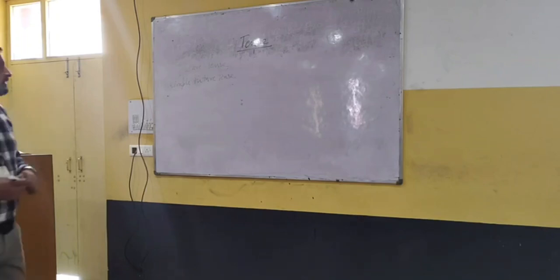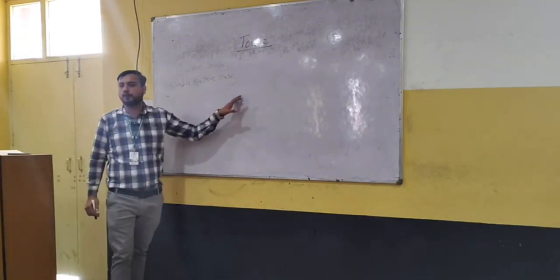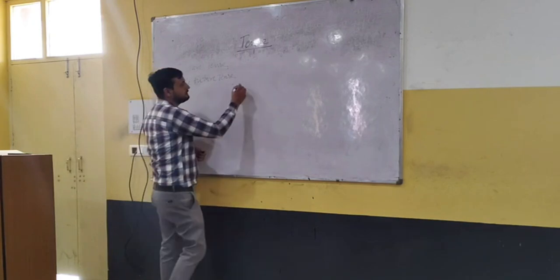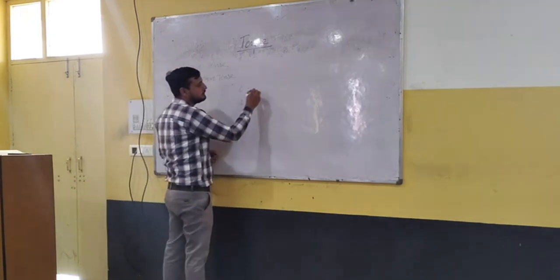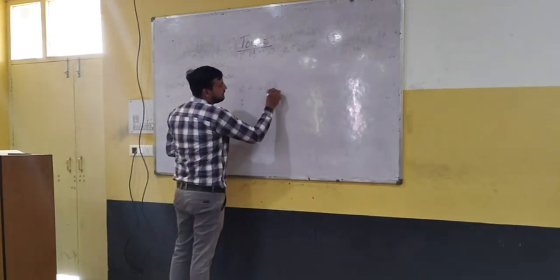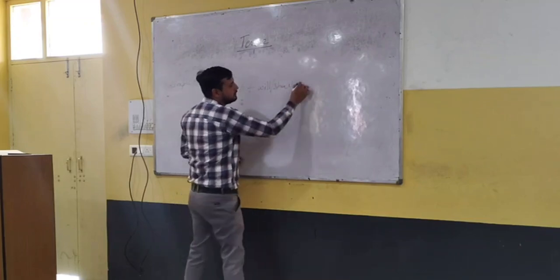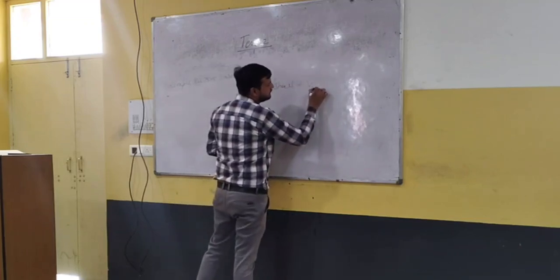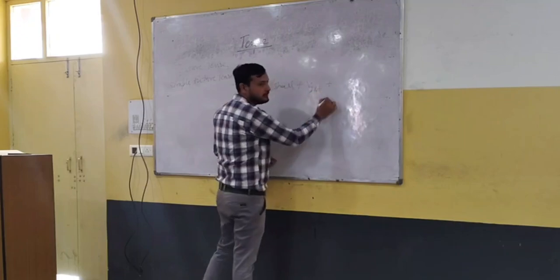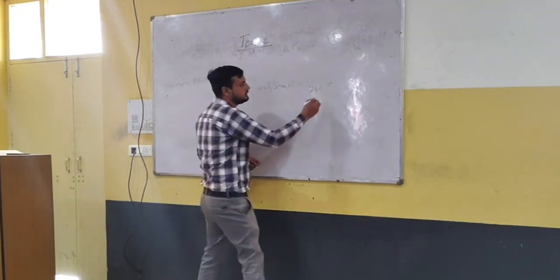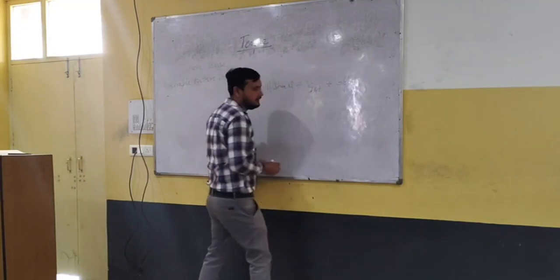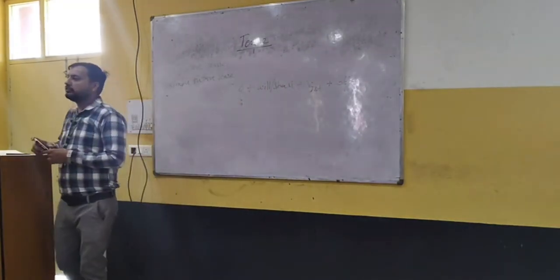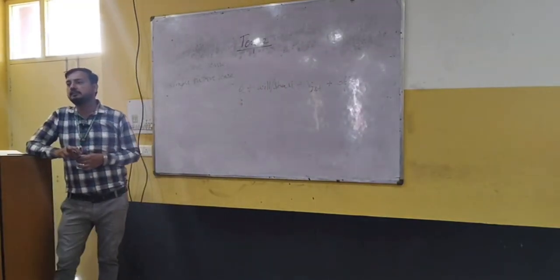Clear? So simple future tense, the formula is subject plus will, shall plus first form of verb, and after that object. Clear? So please note down the sentence. I will do my work.